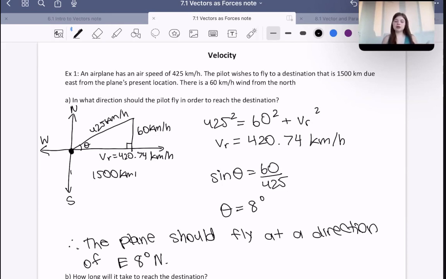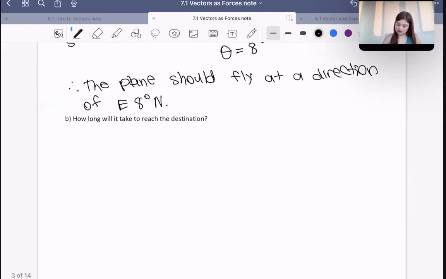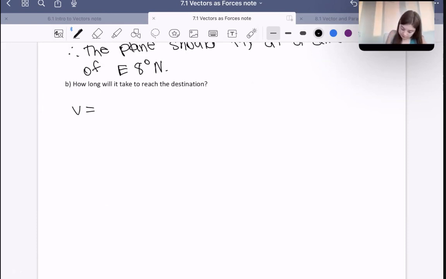Now we'd like to know how long the plane will actually take to get to the destination. So this is where the 420.7 is going to come in, because I just realized upon answering this question that we actually didn't need that for the previous question. That question just asked about the direction, but this next one is going to ask about that. So it asks how long will it take to get to the destination. Well, we know that v is equal to d over t, right? Velocity is the distance over the time, just as speed is distance over time, but velocity also has the direction built in as well.